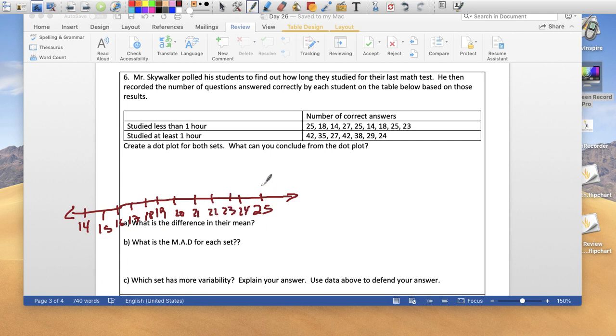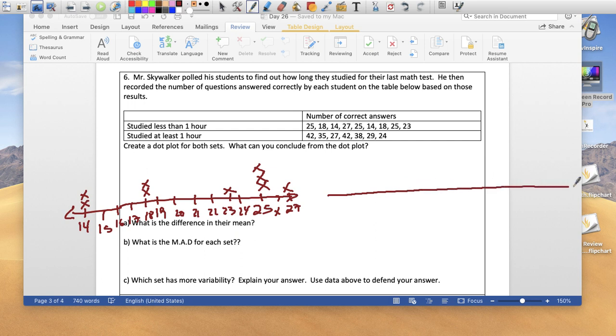So 25, there's one kid. 18, 14, 26, 27. 27, there's another kid. 25, there's another kid. 14, another kid. 18, 25, and 23. Wow. Really spread out, right?